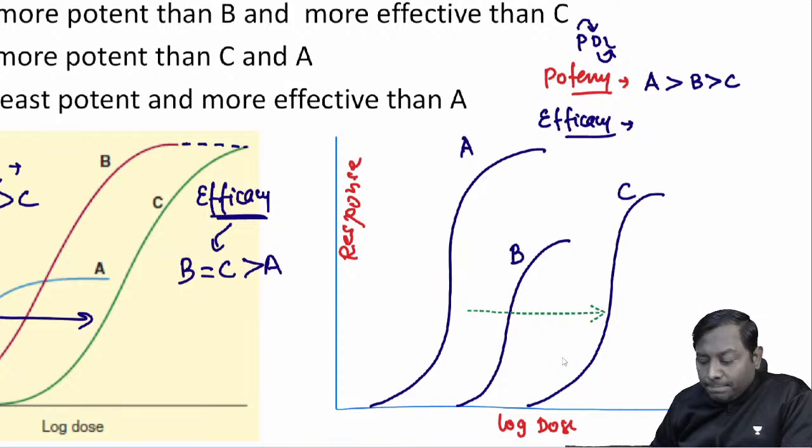Efficacy बताइए. Efficacy, Eiffel Tower. So which is the most efficacious? Again, A is the most efficacious as well. What about the next? The next one is going to be your C followed by B.